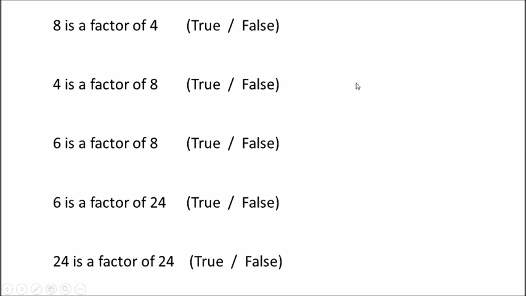Our first question is: 8 is a factor of 4, true or false? I'm going to tell you this one is false. I know that because 8 times something gives me 4, and that something would have to be a decimal number less than 1. So because 8 doesn't go into 4, 8 is not a factor of 4.